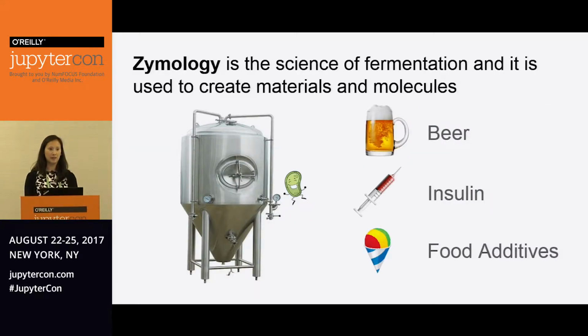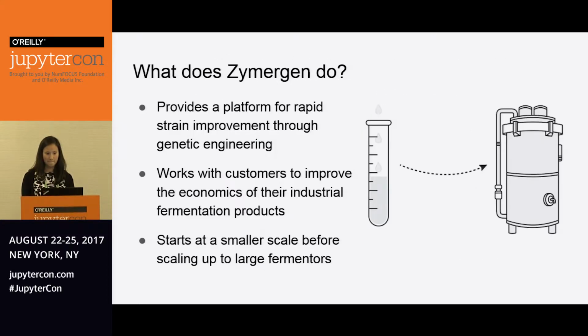Our company is called Zymergen, and that comes from the term zymology, which is the science of fermentation. Fermentation is used to create materials and molecules. You're probably most familiar with fermentation in terms of making beer or cheese, but you can make a bunch of other materials through fermentation, like insulin, food additives, and fuel. So fermentation is really important to us at Zymergen.